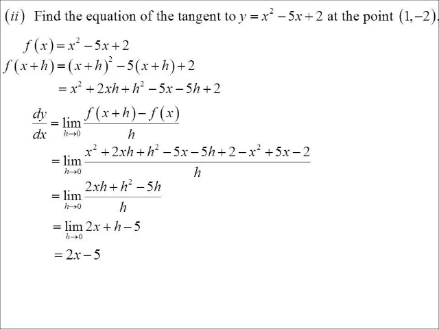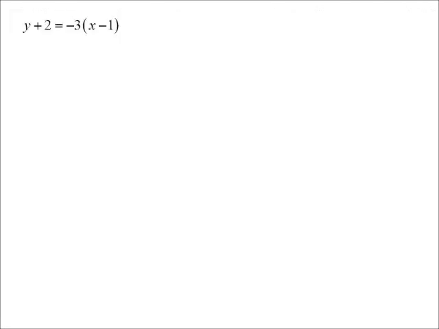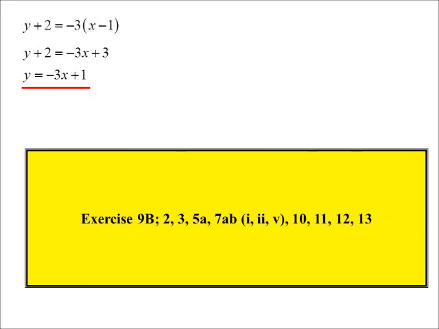We want the slope at the point (1, -2). So when x equals 1, that derivative turns out to be negative 3. I have a point, I have a slope, so I can now use the point slope formula. And there we go, y equals minus 3x plus 1. Okay, so 9b is on first principles, using that formula to find the derivative.